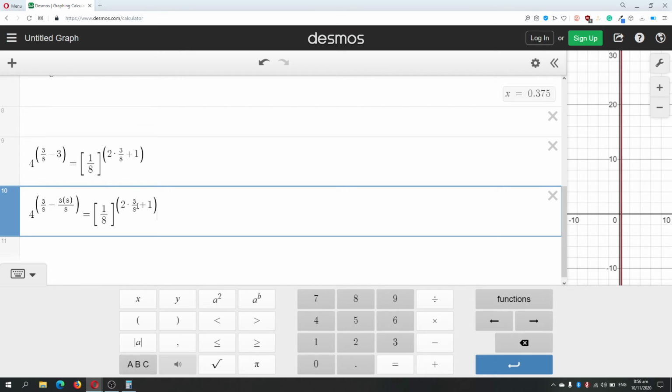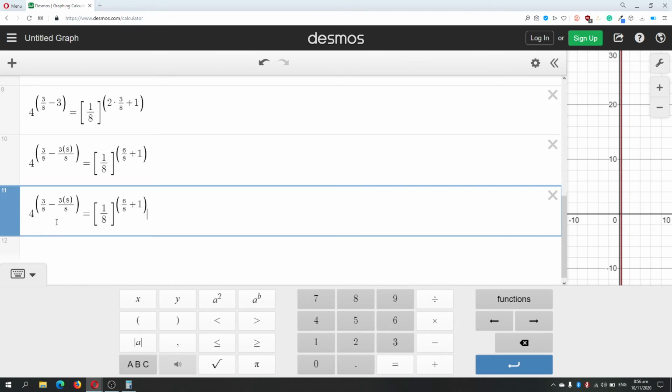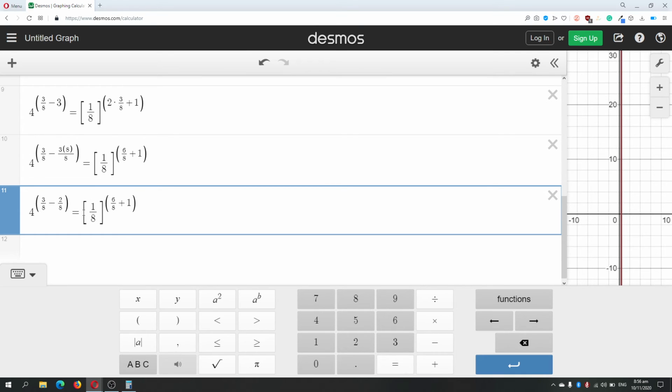Dito naman, paano natin isa-solve to? So, 2 times 3 is equal to 6. Yan. So, 6 plus 8 na siya. Next. Simplify natin further. Ito ay magiging 24. Ayan. 24 siya.